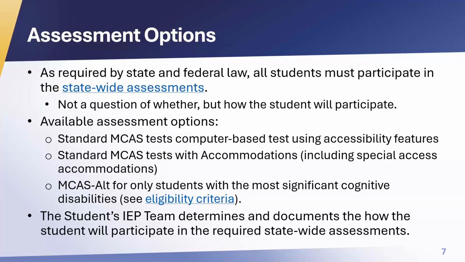If you use the slides here, you can see the link will take you to the eligibility criteria that meet the definition for a student with the most significant cognitive disabilities. Only those students should be considered for an alternate assessment based on alternate academic achievement standards. That's due to several reasons. One is that by designating a student to an alternate assessment, what we're saying is that the student's expectations are significantly lower, meeting less complex standards than their age-related peers.